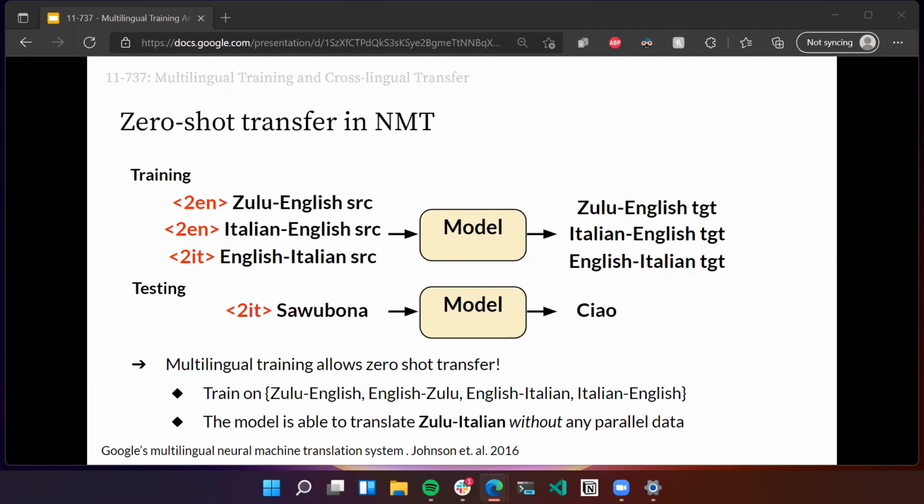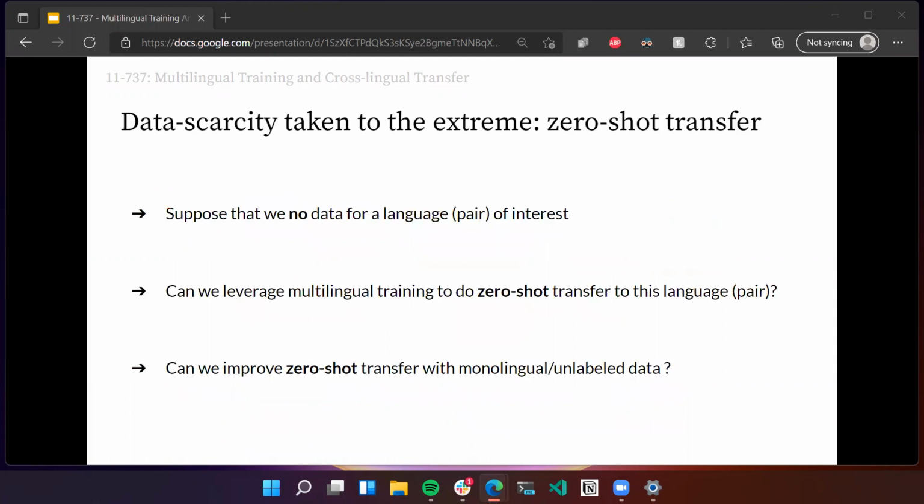Which is kind of surprising, because the first time I heard about this, I thought it was a cool thing about multilingual models. But there are some caveats. In general, the performance is not always the best, as you would expect.